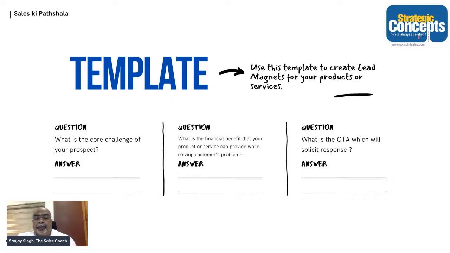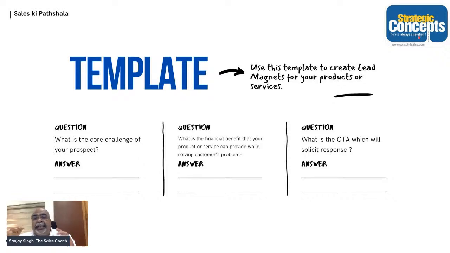The first question you have to ask is, what is the core challenge of your prospect? Ask this question to yourself. What is the core challenge, pain, risk, or need of the prospect? And then give the answer. That answer should be the header of your lead magnet. Then ask the question, what is the financial benefit that your product or service can provide while serving the customer? And the answer, what is the financial benefit? So that should form the answer.